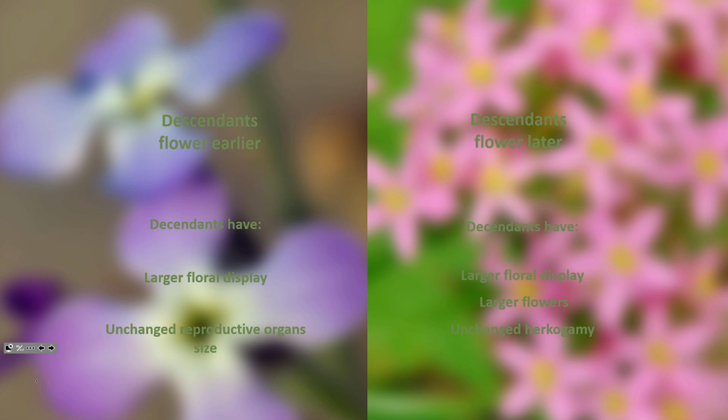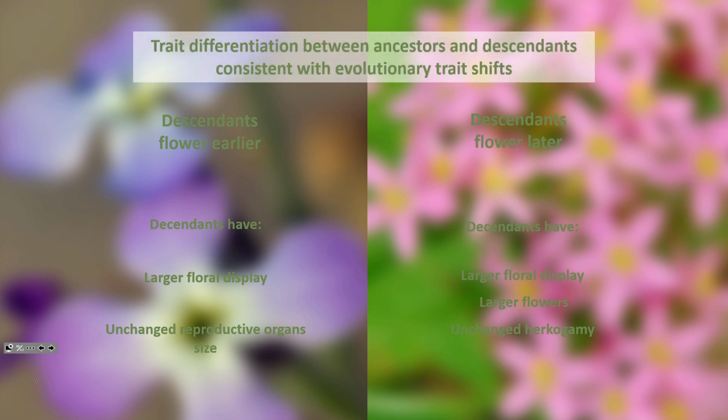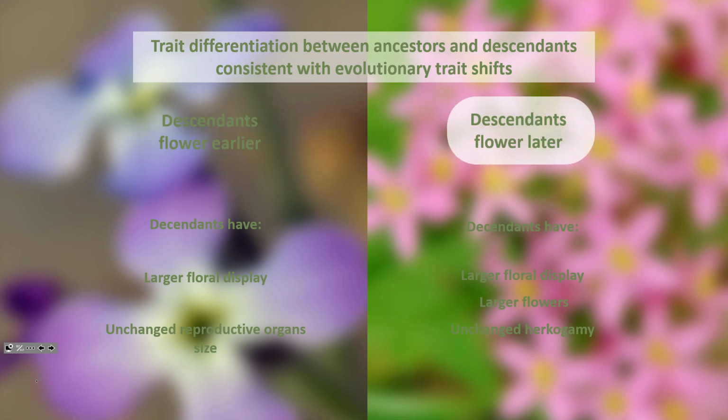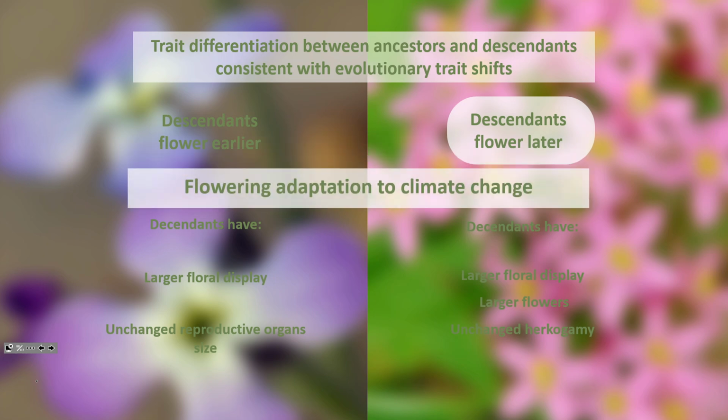So to sum it all up now, regarding the two species with contrasting ecologies and contrasting geographic distribution, what have we learned so far? We see that there is trait differentiation between ancestors and descendants, which is consistent with evolutionary trait shifts because we have phenotypic differences between two temporal points in a common garden. Specifically, in Matthiola tricuspidata, the descendants flower earlier than the ancestors, whereas in the late summer flowering Centaurium erythraea, the descendants flower later than the ancestors. And both of these, taking into account the reproductive ecology of the species, are compatible with the idea that flowering time has adapted to climate change.